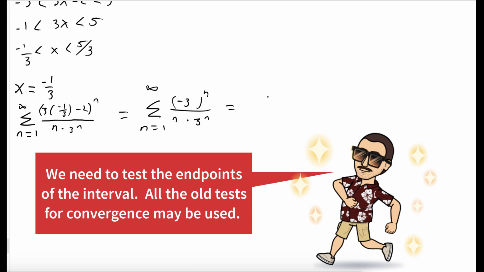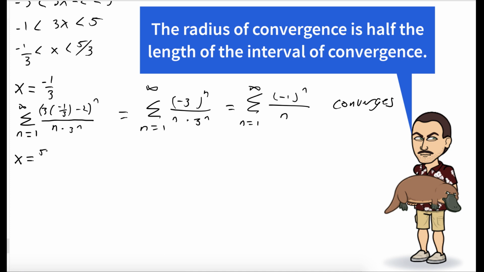Those 3 to the n's cancel. So we have the sum from n equals 1 to infinity of (negative 1) to the n over n. This converges by the alternating series test, right? The terms alternate, and the limit of the terms goes to 0. So we know it's convergent.